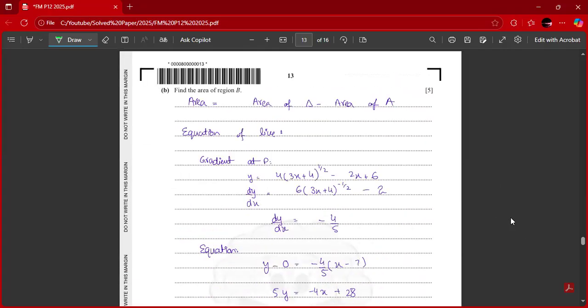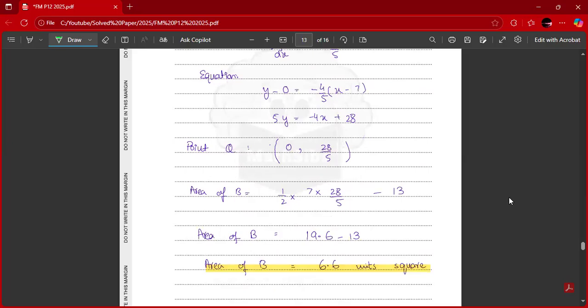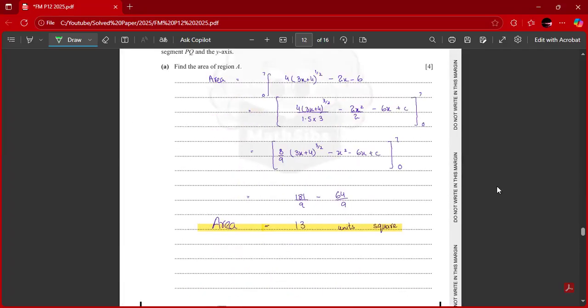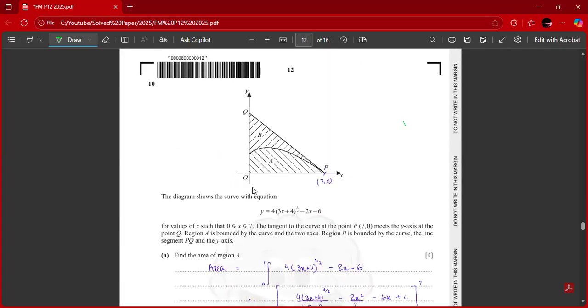Well, there are two ways to find the area of the region B. One is to find the area of the triangle. No, that's the only possible way. Let me think. No, there are two ways. There is one way to find the area under the line between 0 and 7 and then subtract it from A, but that would mean exactly the same thing as finding the area of the triangle and then subtracting the area of A.